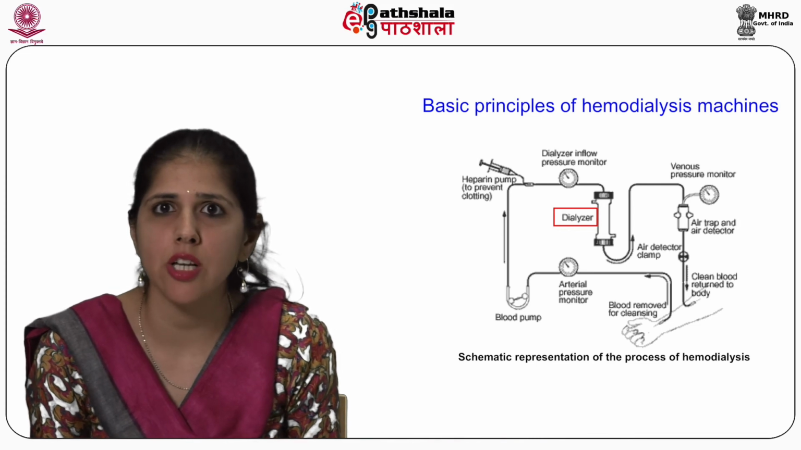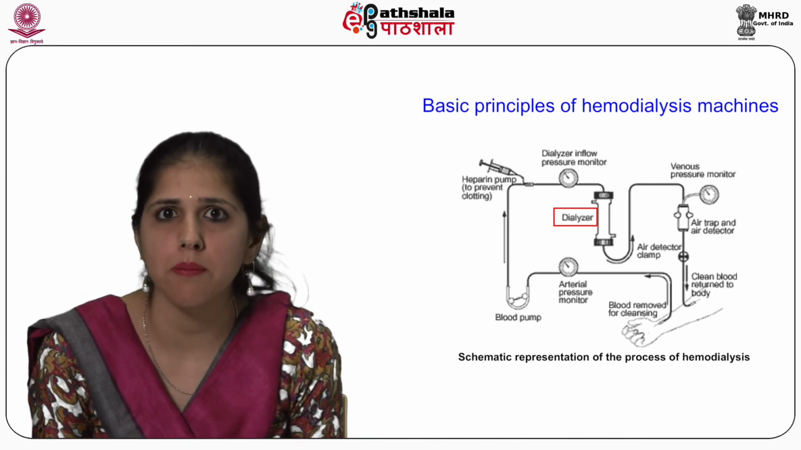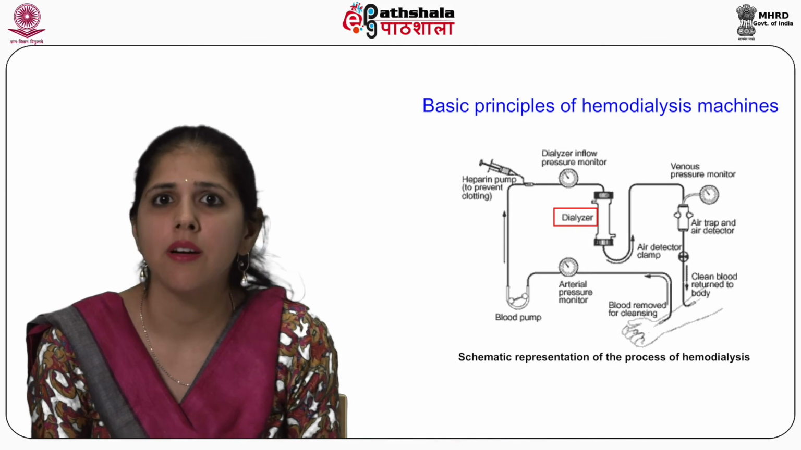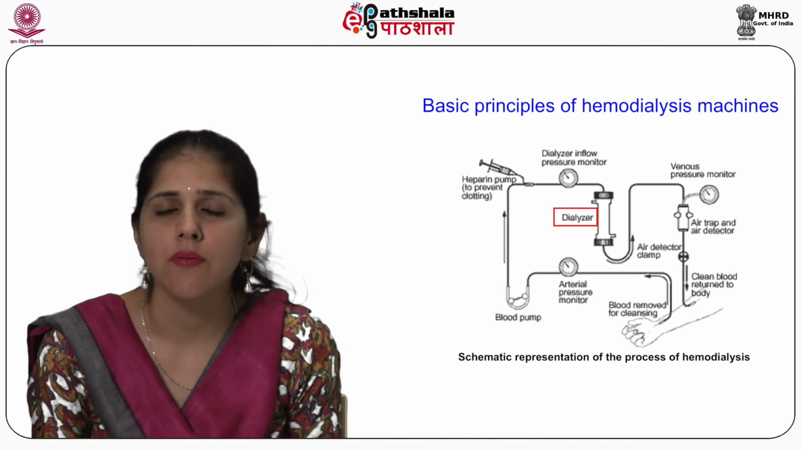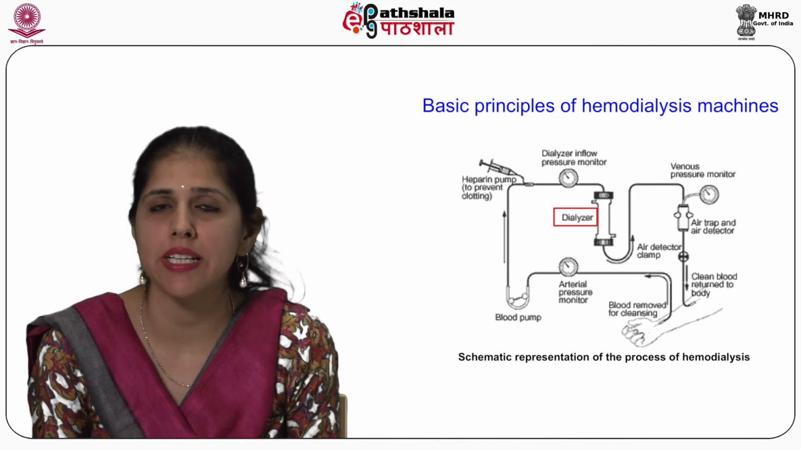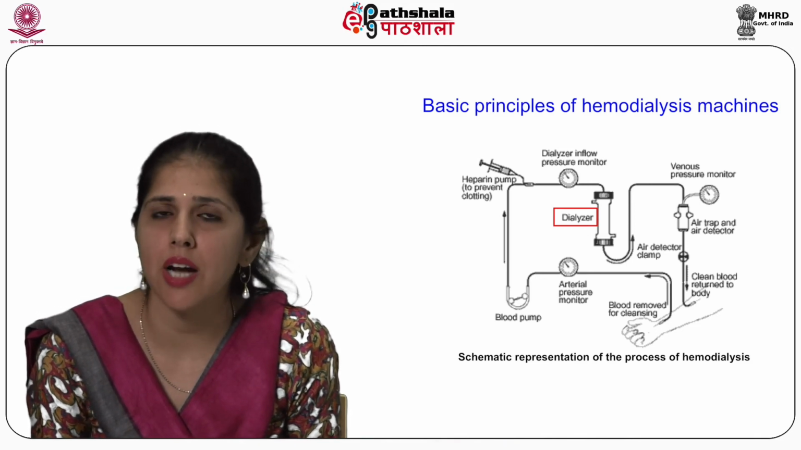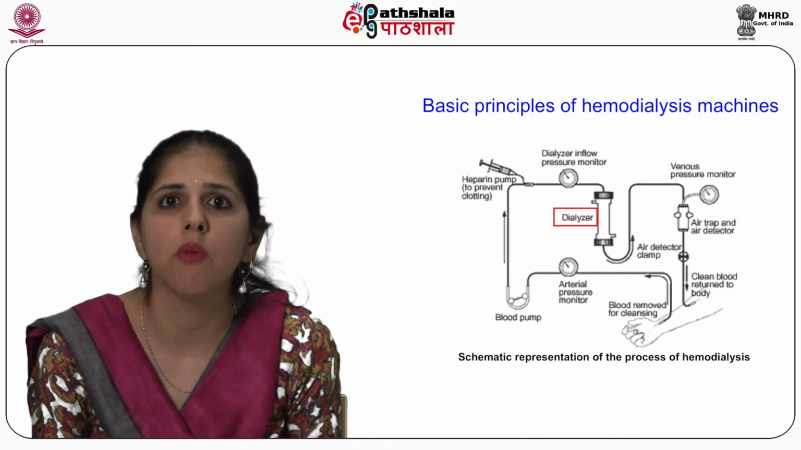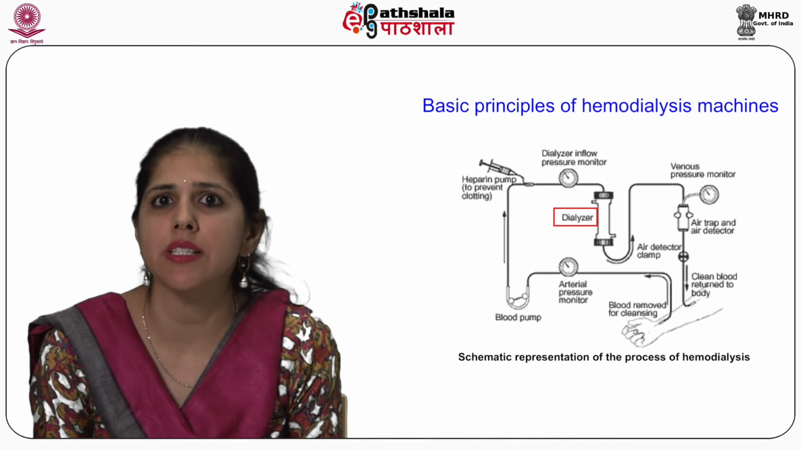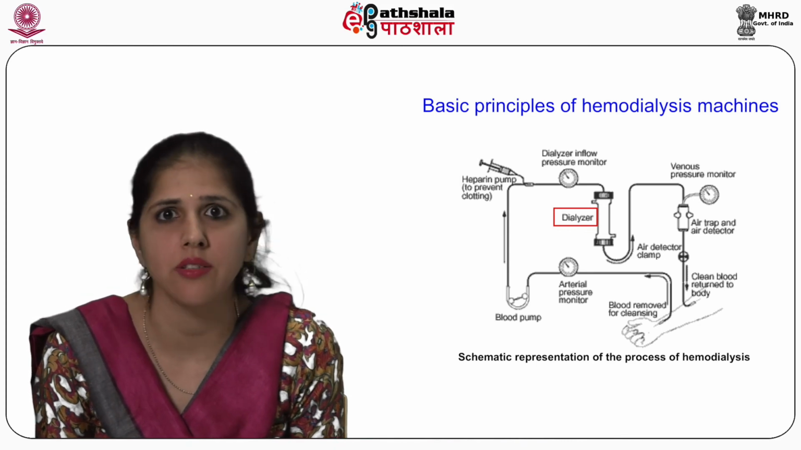If you essentially look at this picture, it has got three compartments. You have a delivery system which principally takes the blood from the patient and delivers it back. You have a dialyzer which basically processes the blood and cleanses the blood by the process of exchange, and you have a monitoring system. So we will be discussing all these in detail in the further slides.